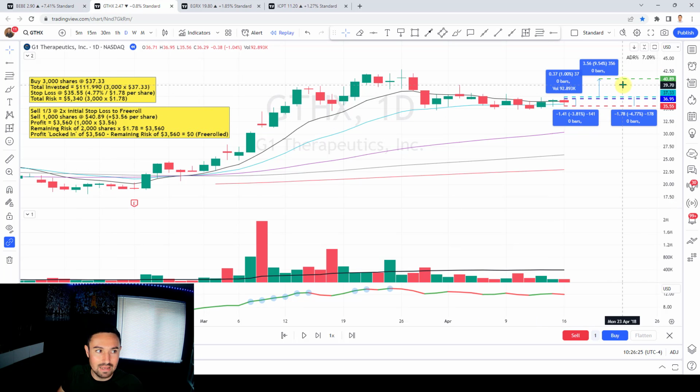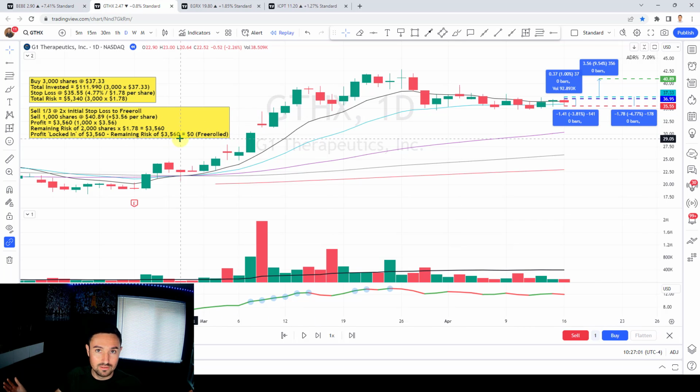This green level in here is going to be $3.56 per share, 2 times the risk. So the profit is going to be 1,000 times $3.56, which is $3,560. Our remaining risk, because we still have 2,000 shares left, is 2,000 shares times $1.78, which equals $3,560. Oh, don't those two numbers sound familiar? So our profit that's locked in of $3,560 from the 1,000 shares that we just sold at a profit at $40.89, minus the remaining risk of the 2,000 times $1.78, which is $3,560, equals 0.